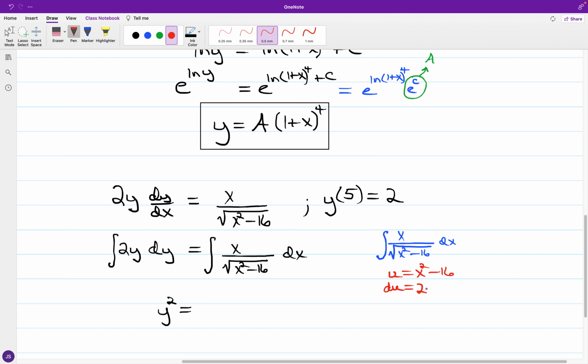And for what we have now, we have y of 5 is equal to 2. Now I could go even further and simplify what I have in terms of y for first order, but just for right now, I'm just going to leave this as a square. So we got y of 5 is equal to 2.